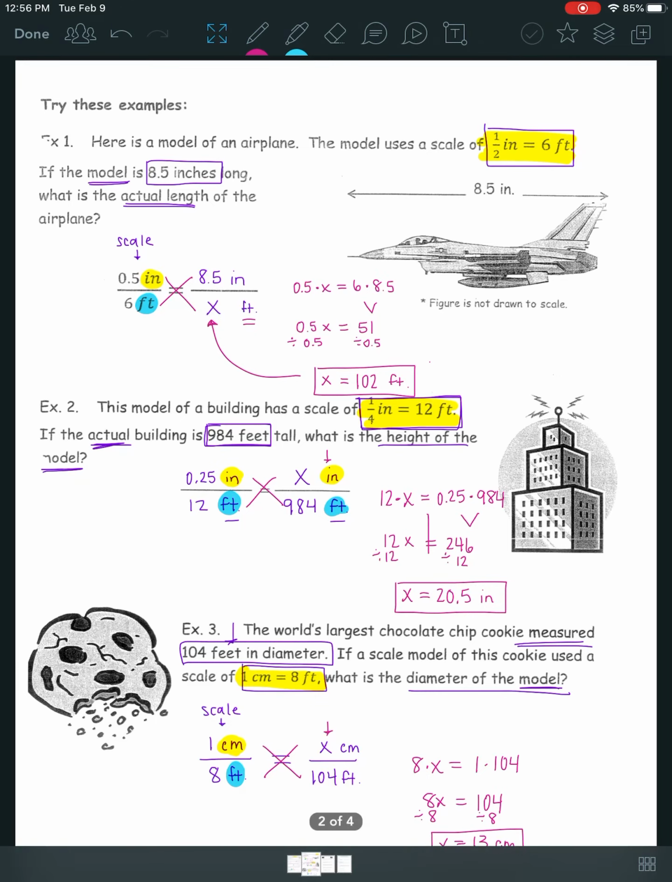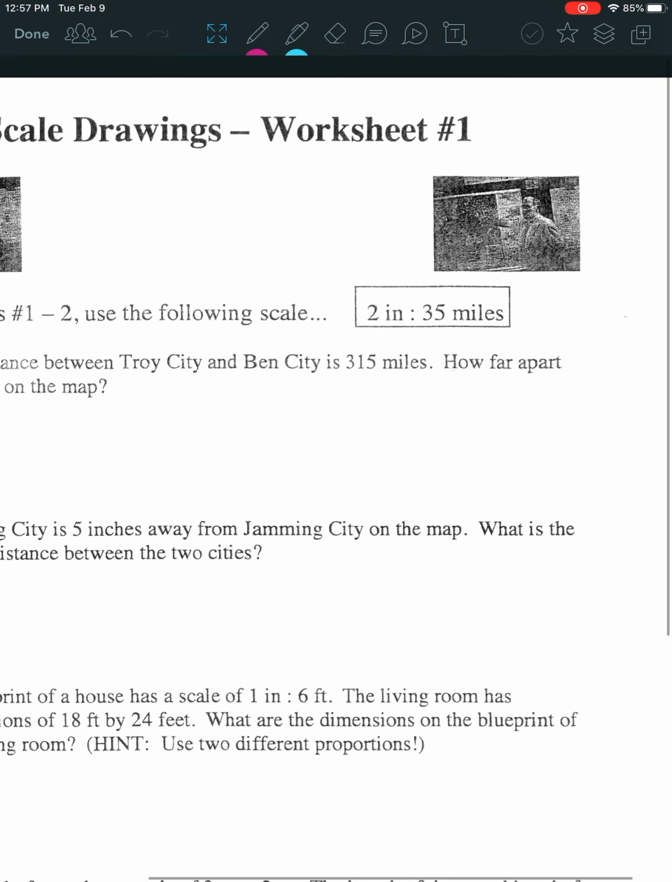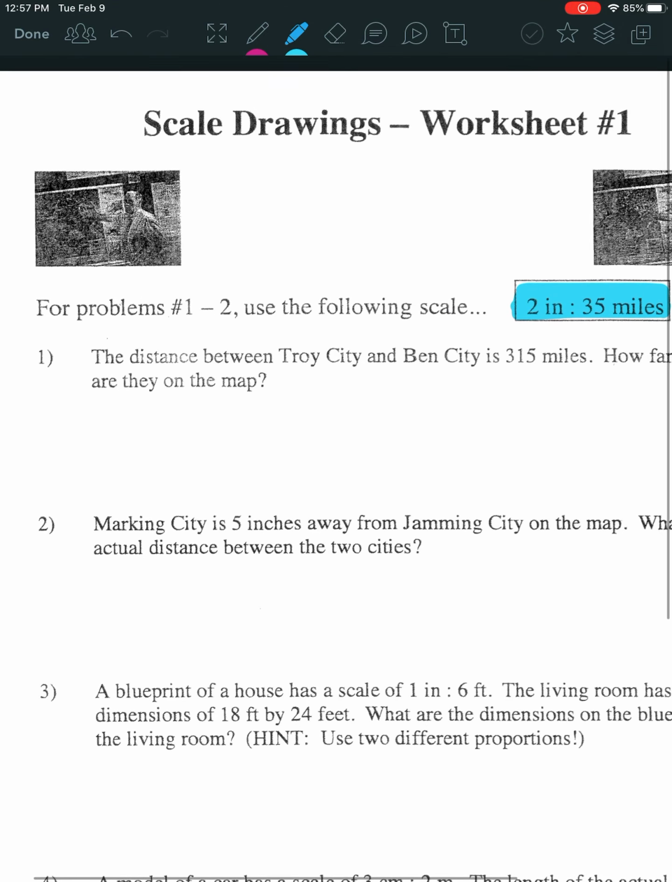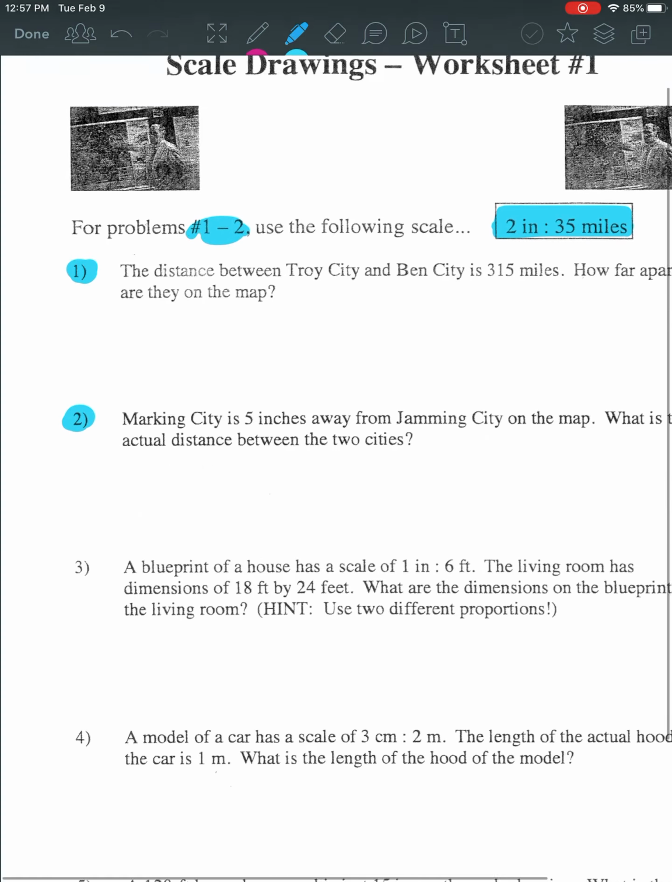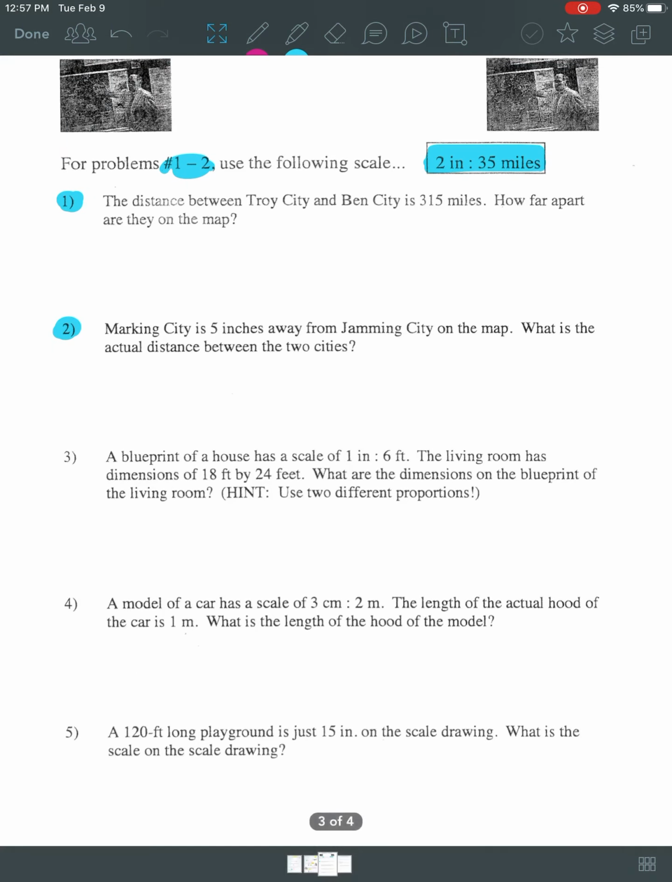All right. So those are our examples for our notes. The next page then is going to be a homework assignment, and we're going to talk about a couple of these in class, but I want to point out that this scale right here you are using for numbers 1 and 2. So both of these examples, you're using the same scale. Okay, we're going to talk about 3 and 4 in class, and then that should help you with the rest of the assignment.